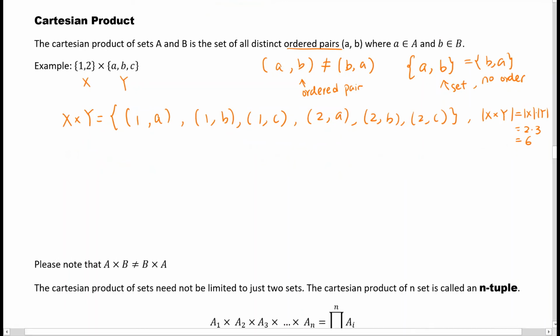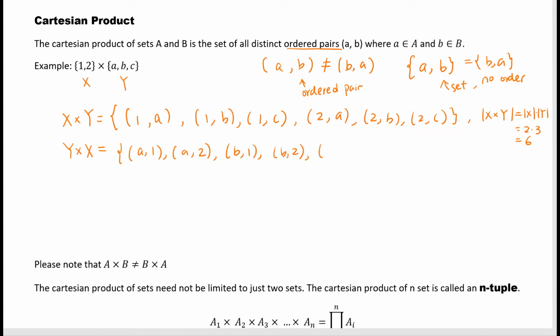Next, we can find the other Cartesian products. We can talk about Y Cartesian product with X. Well, this is going to be a1, a2, and then b1, b2, and c1, c2. Okay, so you can see the cardinality of Y cross X equals the number of elements in Y times the number of elements in X. This is 3 times 2, which is also 6.